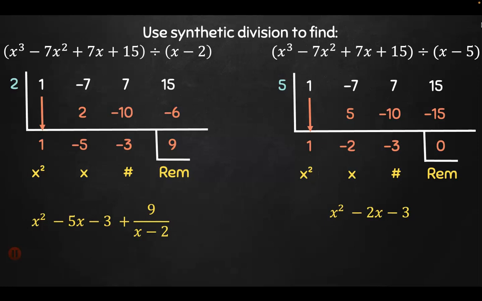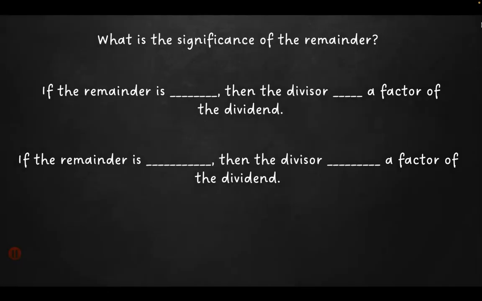Now, when I look at these two synthetic divisions, I want to think about which divisor is a factor. And the one that is a factor is the one that was able to divide evenly and divide nicely with no remainder, so that's x minus 5. Now, if you think about the significance of the remainder, if your remainder is 0, then the divisor is a factor because there's nothing left over. And if the remainder is not 0, then the divisor is not a factor.